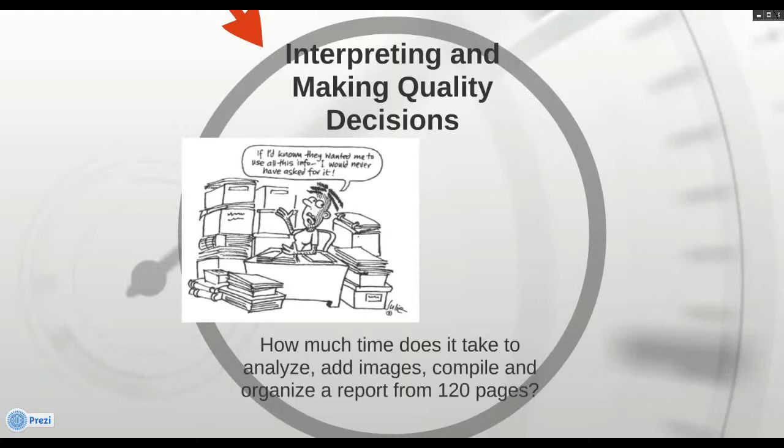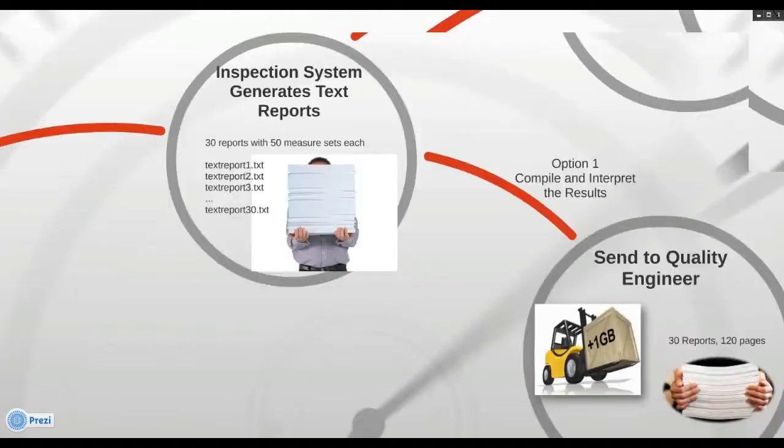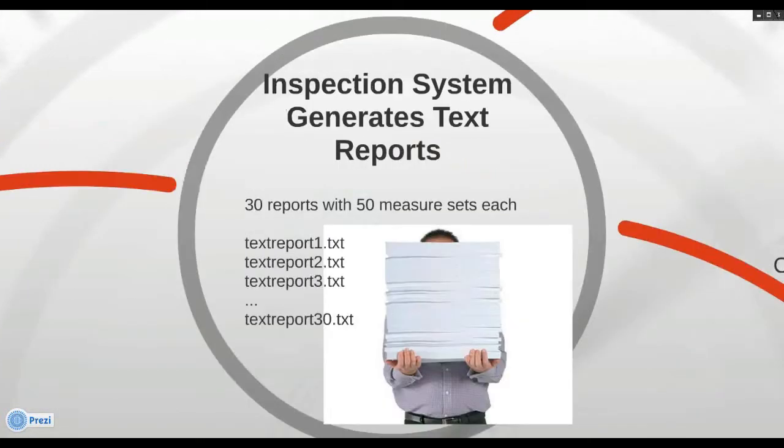The question then is, how much time does it take to analyze, add images, compile, and organize a report from 120 pages of data? Especially if I want to add graphs, charts, and I want to use statistical data such as PP, PPK, CP, and CPK. A lot of this has to be analyzed and interpreted from that data, which can take a great deal of time. So let's look at an alternative process.